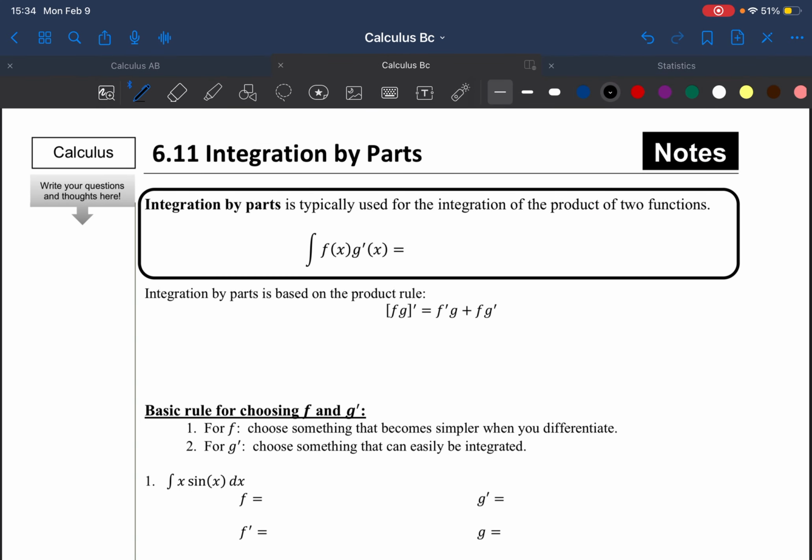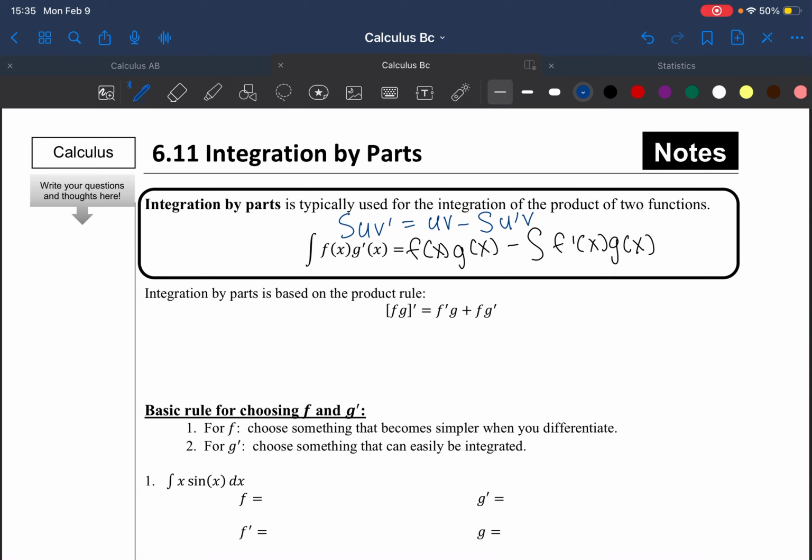Okay, 6.11, integration by parts. Integration by parts is typically used for the integration of the product of two functions. So for example, the integral of f of x times g prime of x is equal to f of x times g of x minus the integral of f prime of x times g of x. Okay, you may also see this as the integral of u times v prime is equal to u times v minus the integral of u prime times v.